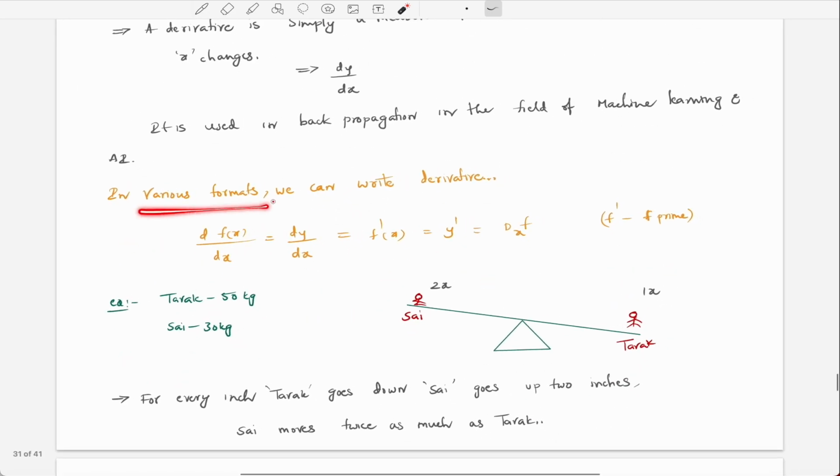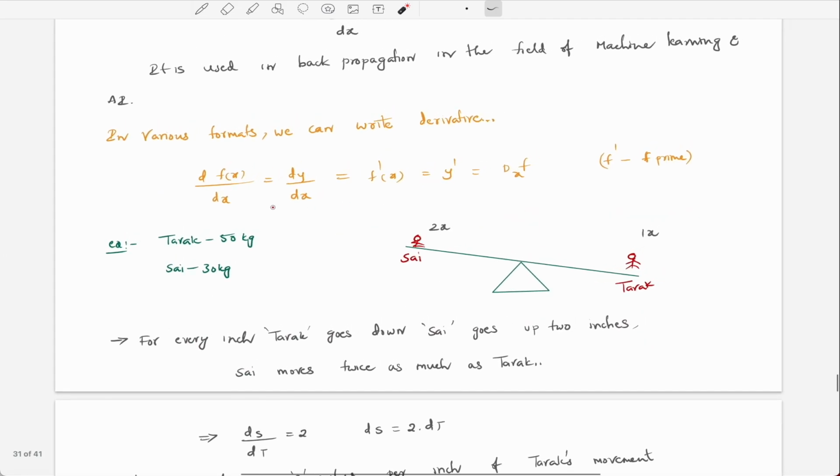Okay, in various formats we can write the derivative. We have a lot of formats to write the derivative of a function. We use dy by dx, or we use d of f of x by dx, right? Or we use f prime x or y prime, or d suffix x f. So these are the ways in which we write the derivative of a function.